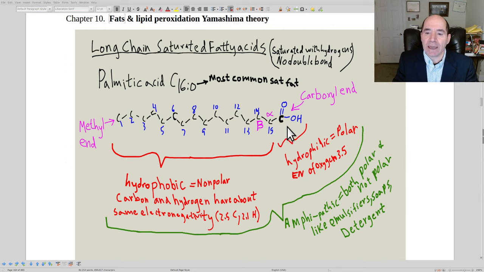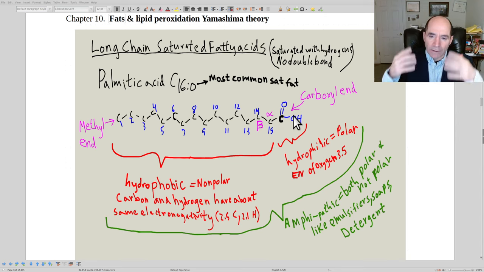It's a carboxylic acid. So you have a carbon with a carbonyl bond to the oxygen, a double bond to the oxygen. Then there's a hydroxyl group right there. This part of the fatty acid is polar, has a charge to it, because the electronegativity of oxygen is rather different than carbon. Oxygen wants to grab electrons. That's what electronegativity is, much more than carbon does. That being polar, having a charge difference between the two molecules, makes it soluble in water. Water is also called aqueous solution.